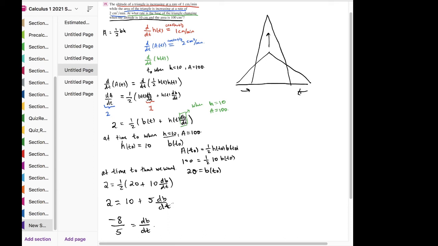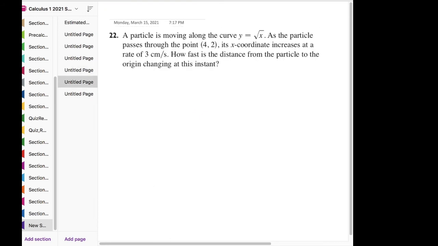Okay, so let's do another one. A particle is moving along a curve, y equals radical x. And as the particle passes through the point (4, 2), its x-coordinate increases at a rate of 3 centimeters per second. So the question is, how fast is the distance from the particle to the origin changing at this instant?